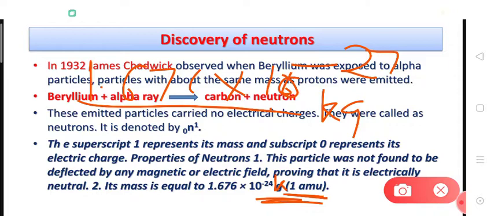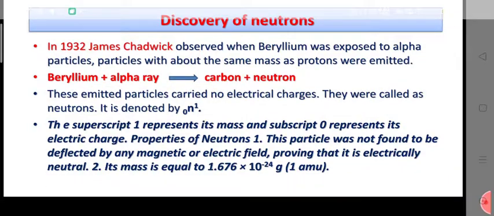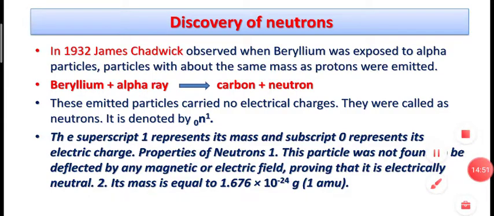Okay, the video has been too long. In the next video we will discuss the different models of atoms given by different scientists to explain the structure of the atom. Thank you.